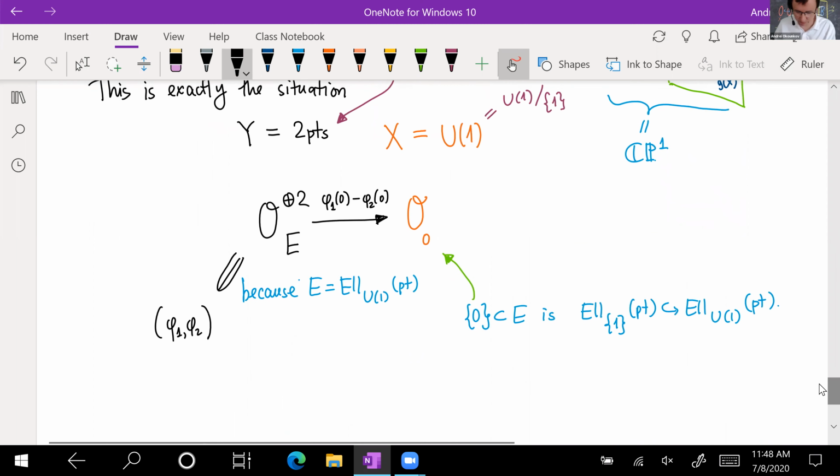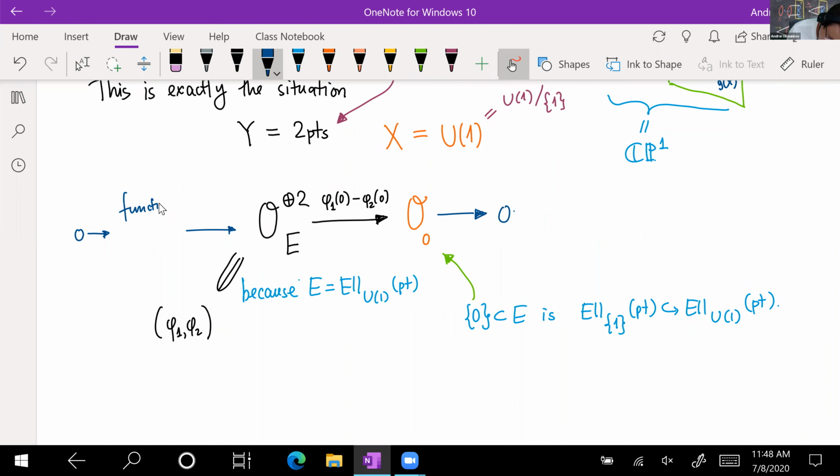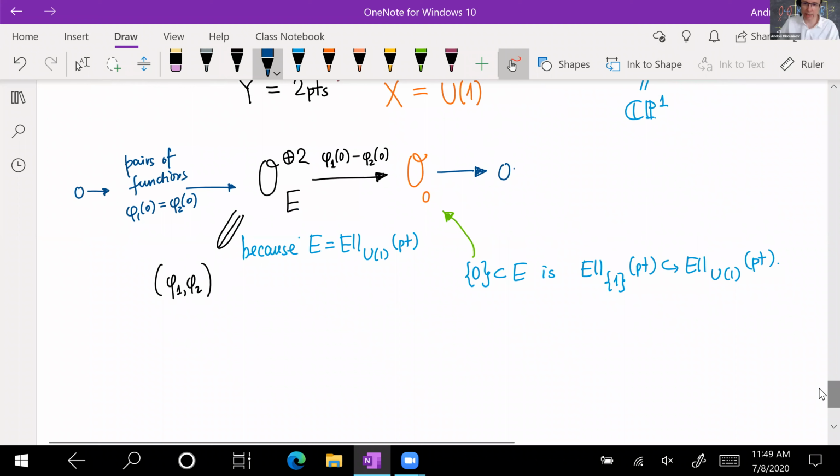And now I have to compute the kernel of this map. That is to say, the cone shifted by one, but in this particular instance, this map is surjective. This goes to zero. And the kernel of that is what? Pairs of functions that take the same value at zero, such that f1 of zero is f2 of zero. So what is that? When I have two functions and I require them to take the same value at a point, it means I take two copies.